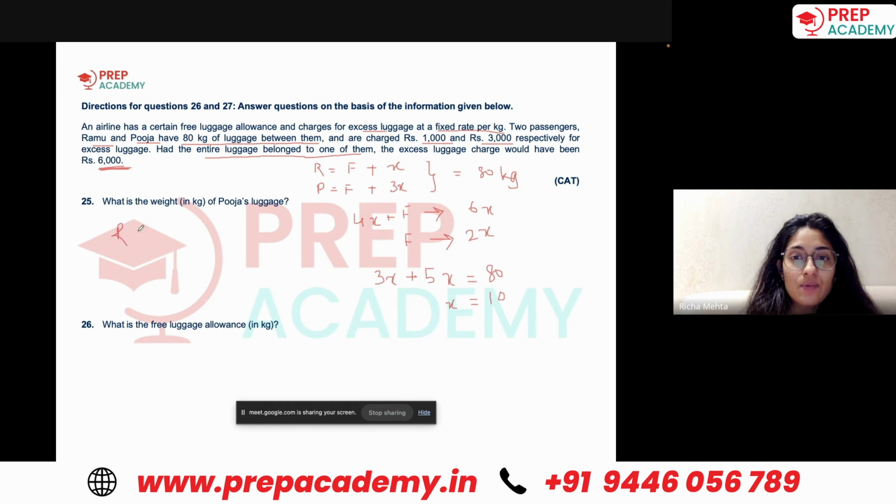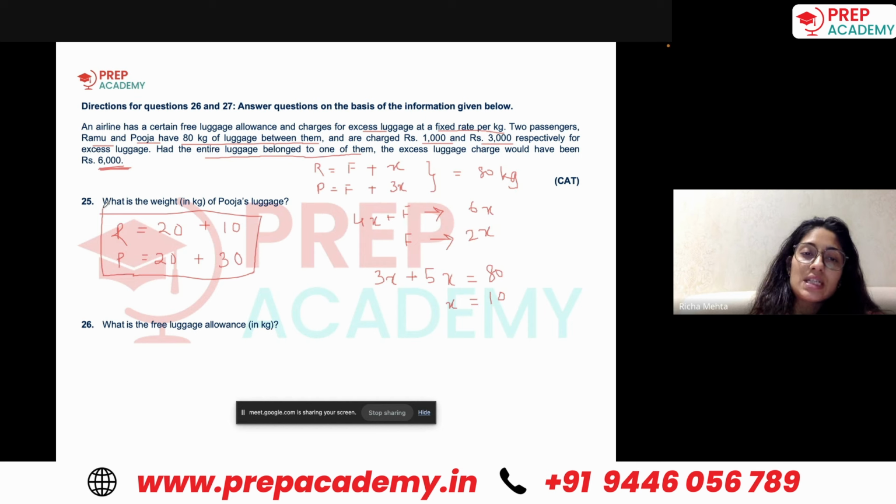which means Ramu had 20 kg allowance plus 10 kg excess and Pooja had 20 kg free allowance plus 30 kg excess. What is the weight in kg of Pooja's luggage? 50. And what is the free luggage allowance? 20. It's a logical question. Doesn't need a lot of calculation. It's a CAT question, but this covers two questions. Got it. All right.